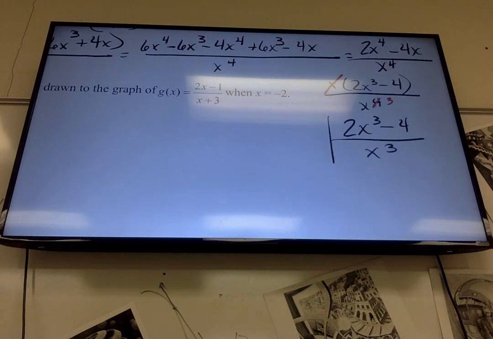2x cubed, which is exactly what we got up at the top. So it works.